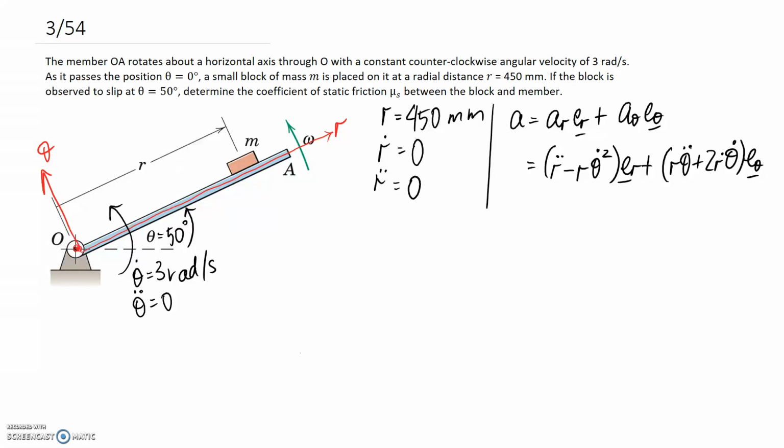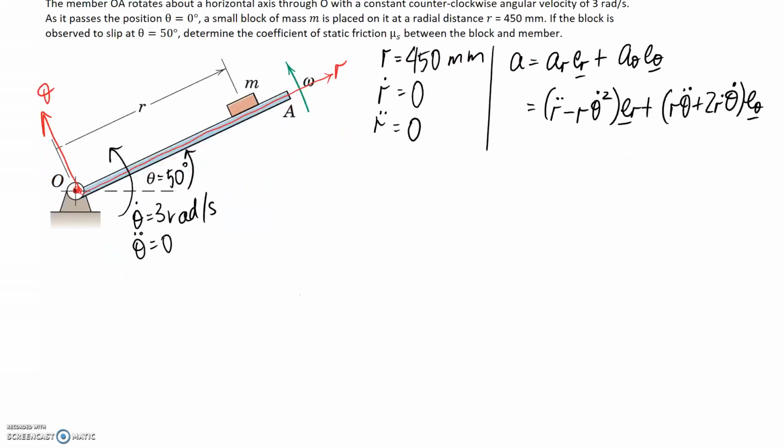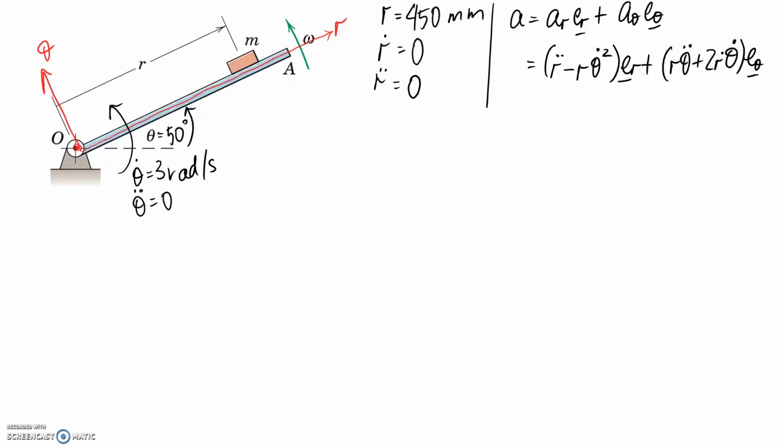So before we get to that, we need to draw a free body diagram. So if I just scroll down a bit, we're going to draw the free body diagram of the block, and I'm going to do it in our position of interest, which is when theta is equal to 50 degrees. So it's at some angle here.